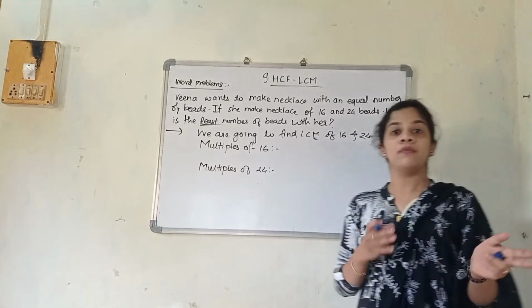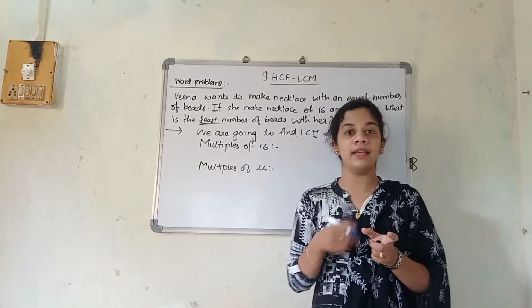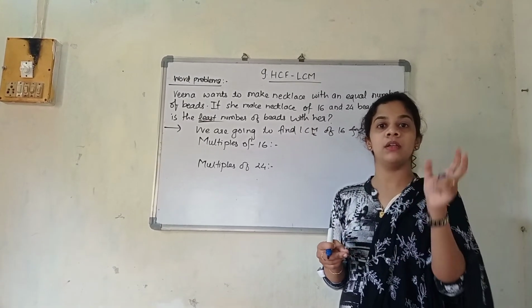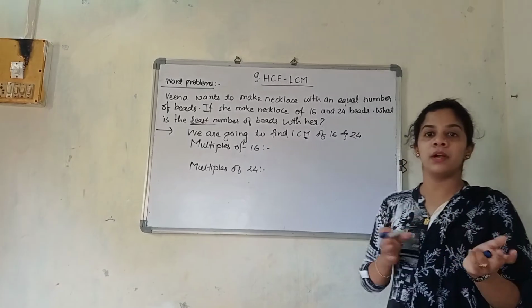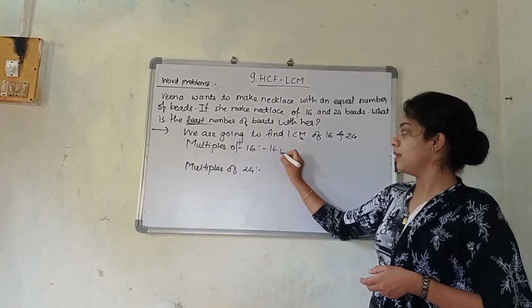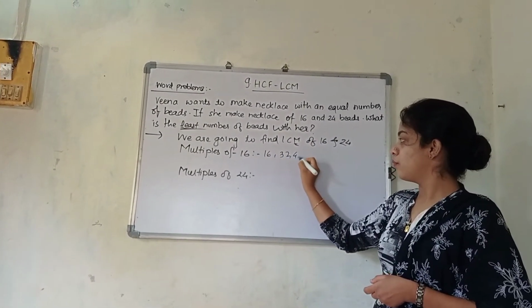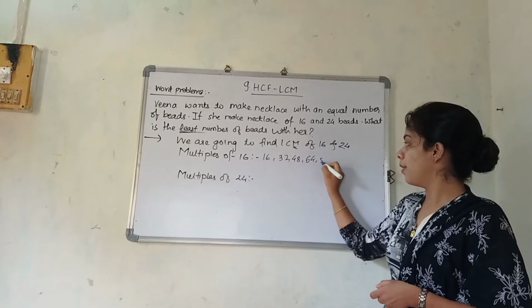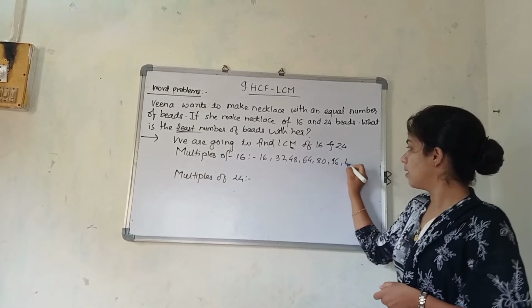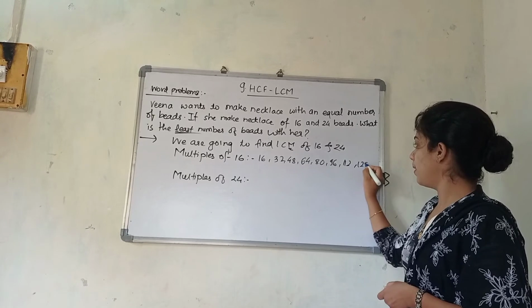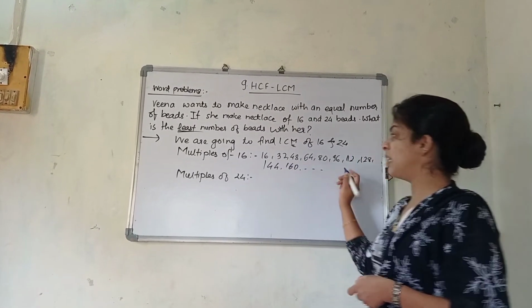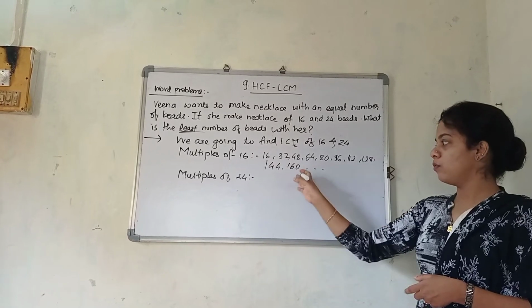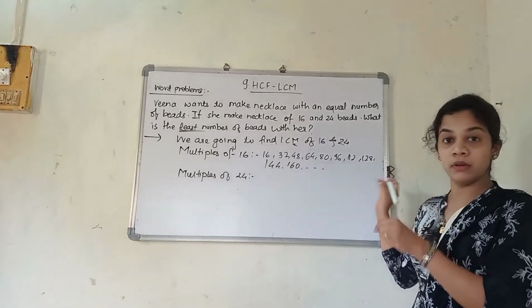If you don't know also, then just go on adding the numbers. For example, 16 plus 16 will be 32. 32 plus 16 will be 48. So you will go by doing the same method. So 16, 32, 48, 64, 80, 96, 112, 128, 144, 160 are the multiples of 16. I have told you stop up till here and just write down dot dot dot.